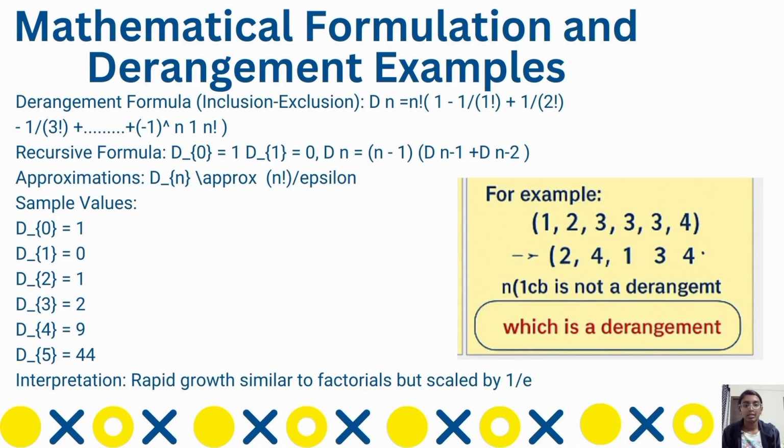factorial by e. Sample values: D(0) is 1, D(1) is 0, D(2) is 1, D(3) is 2, D(4) is 9, D(5) is 44. Interpretation: rapid growth similar to factorial but scaled by 1 by e. For example, 1, 2, 3, 4 gives 2, 4, 1, 3, which is a derangement, while one where an element stays in place is not deranged.